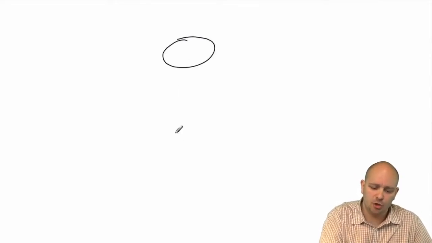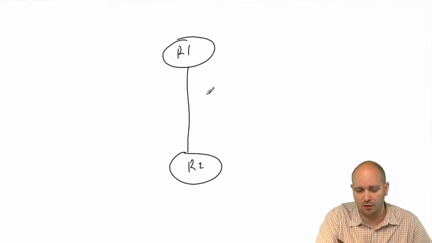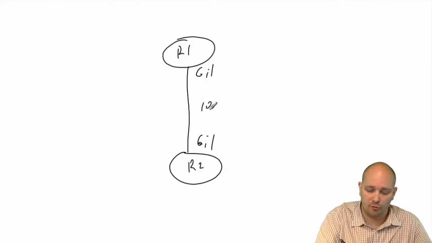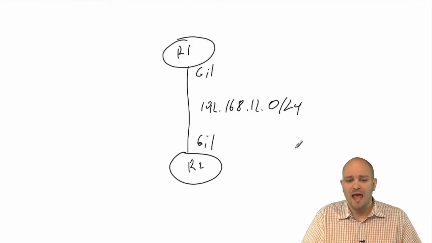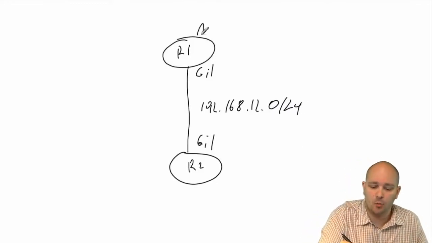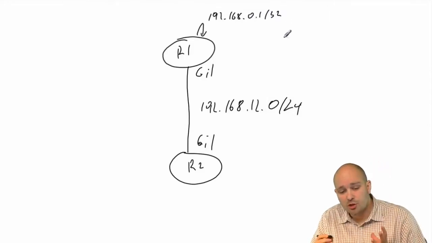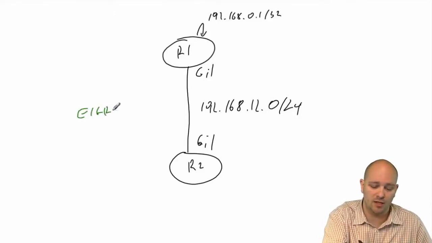Let's now take a look at this process in some more detail. So let's say that I had two routers, R1 and R2, that are interconnected on their gigabit interfaces 1, and that the network between them was 192.168.12.0/24. And let's say that on R1, we had a loopback interface 192.168.0.1/32.